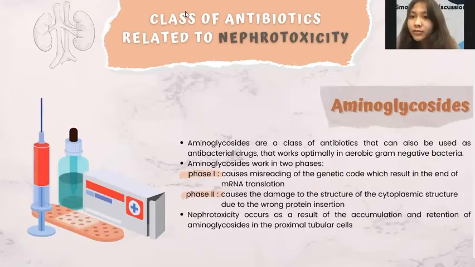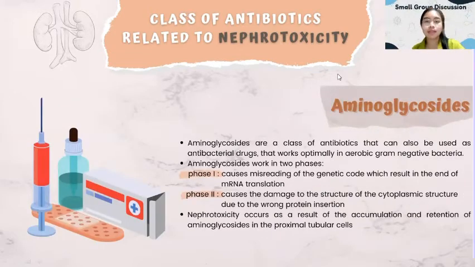Next. So hello everyone, my name is Putri Tameswari with student ID number 200251102. And now I want to explain about the class of antibiotics related to nephrotoxicity. It's aminoglycoside. So aminoglycosides are a class of antibiotics that can also be used as antibacterial drugs that work optimally in aerobic gram-negative bacteria. Aminoglycosides work in two phases.